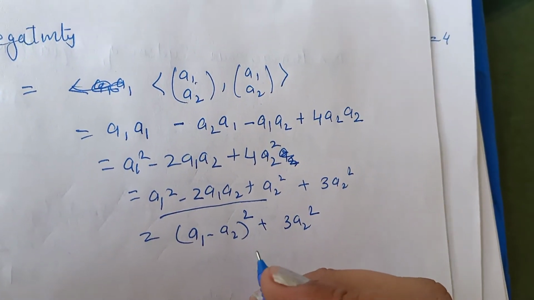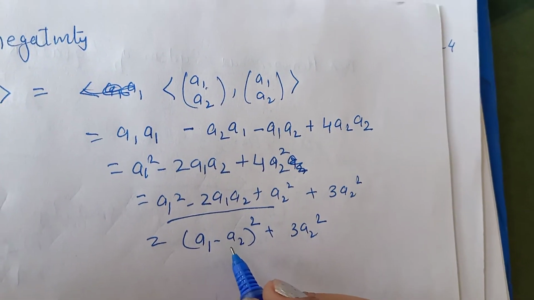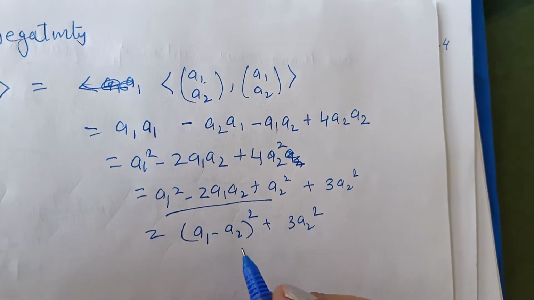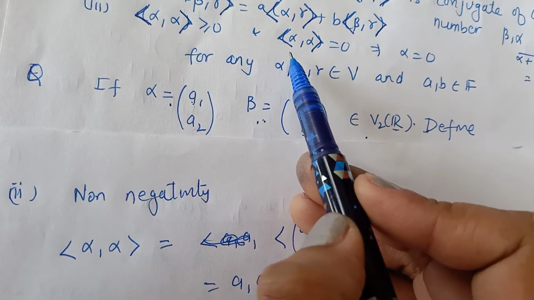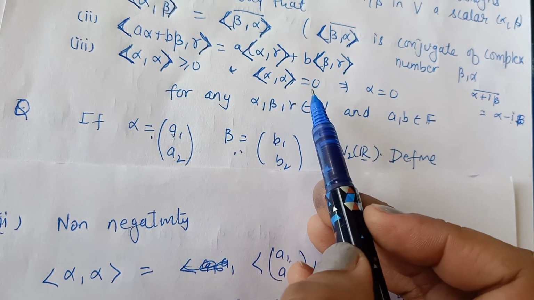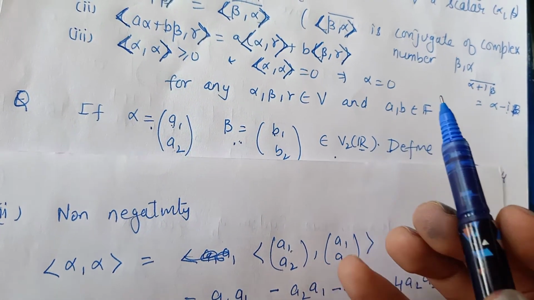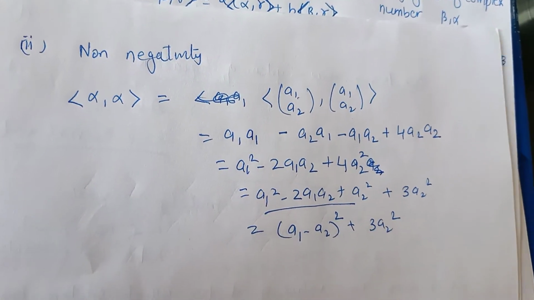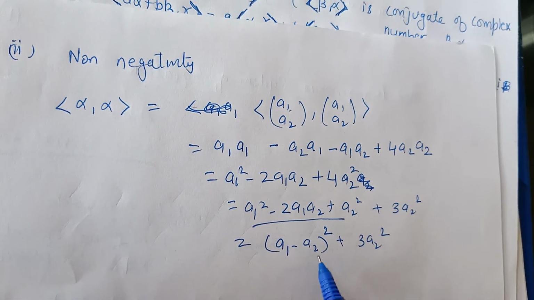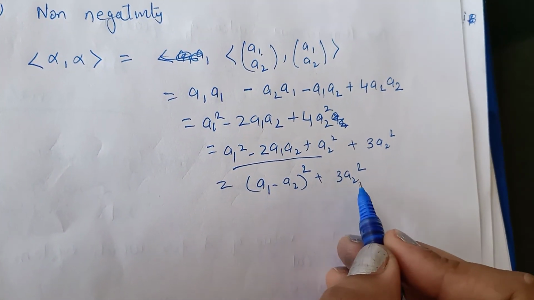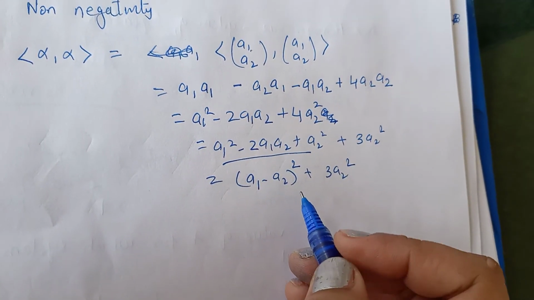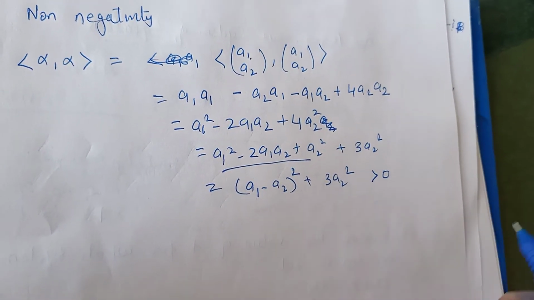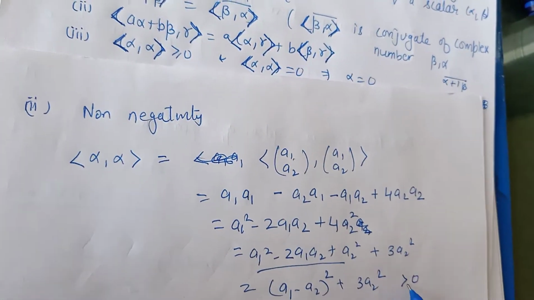So now look, when will this term be 0? What was the non-negativity property? It was saying that the inner product of alpha with alpha is 0 only when alpha is 0. So we shall show that actually this is always non-negative. It is the square of real numbers, and a square can never be negative. It is always non-negative from here. So the first part is done.